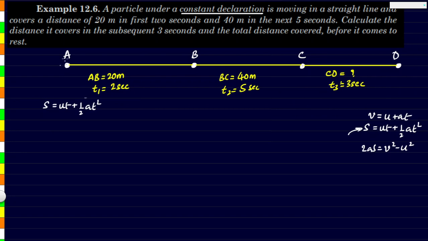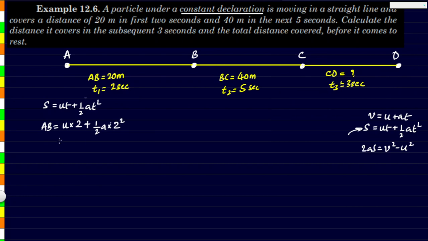So let's take this equation and start using it. The distance traveled is from A to B, so let's call it AB. The initial velocity, we don't know its value. Time taken for that is 2 seconds, so let me substitute 2 seconds over here. And acceleration is not known, let's keep it as it is. And once again, time taken is 2 seconds.